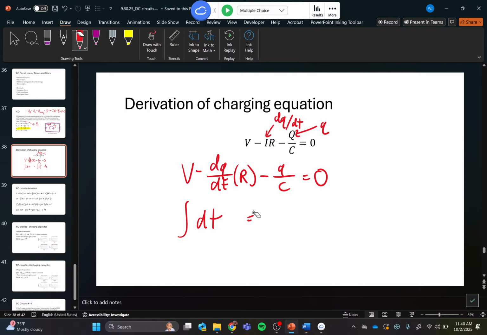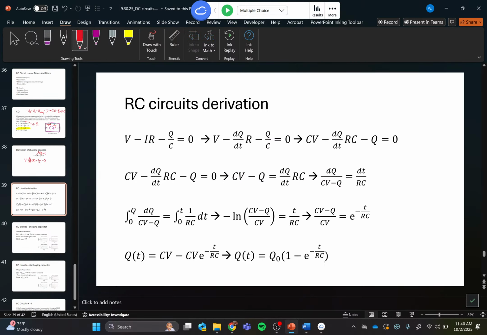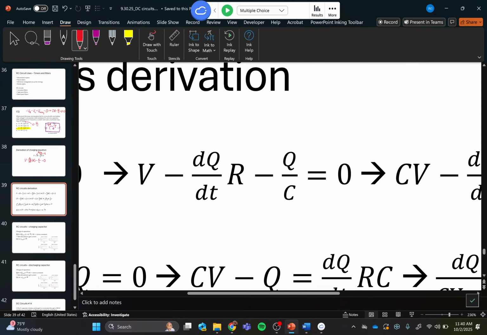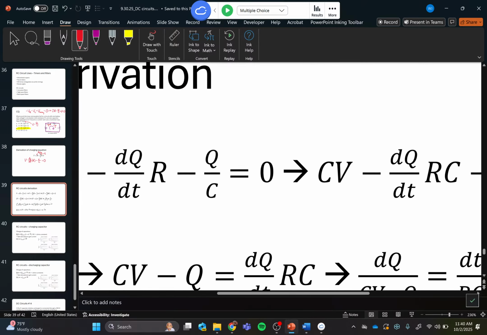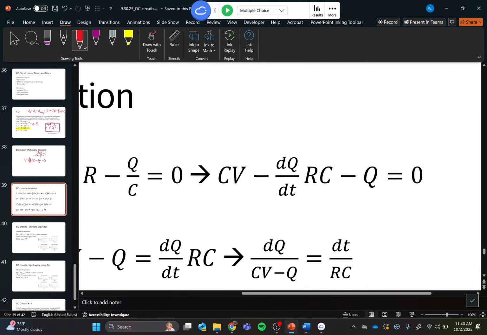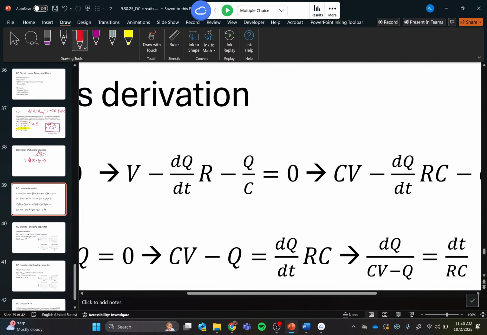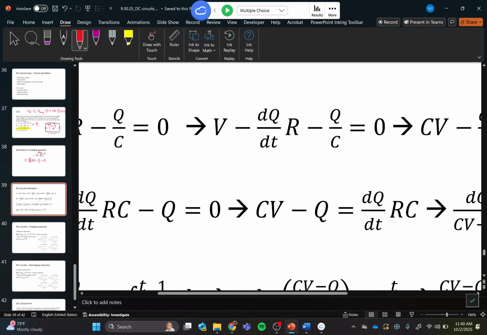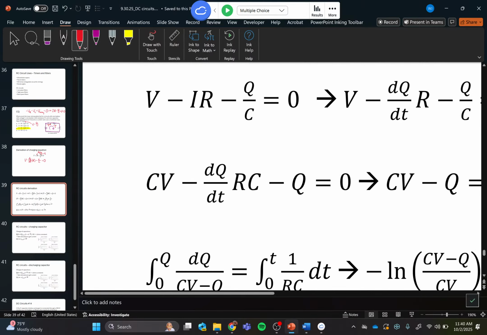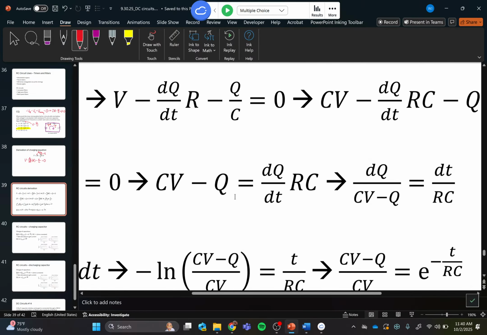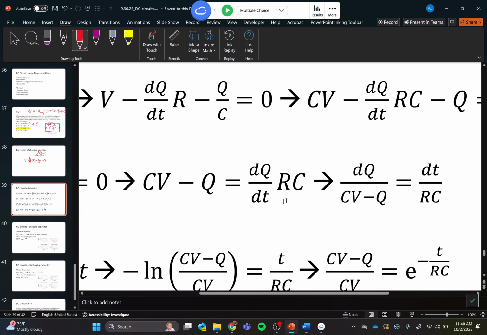I'll quickly show it on the next slide. We have dq/dt equals V/R minus Q over RC. Then I multiply everything by C to get it out of the bottom. All I did was take the C and multiply everything by it. Then you get this form. Everything's got a C in it. Get the dq/dt by itself.